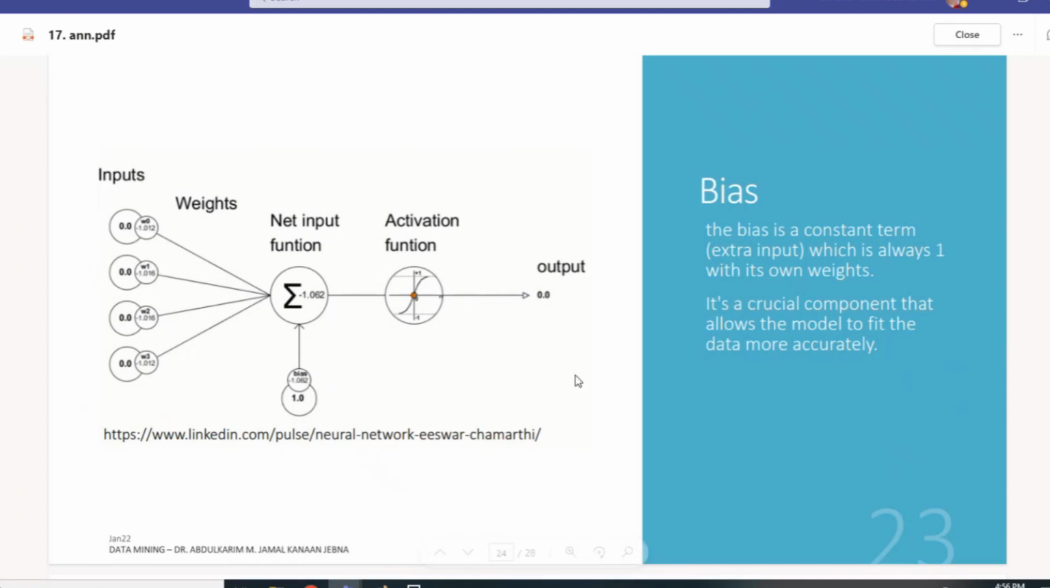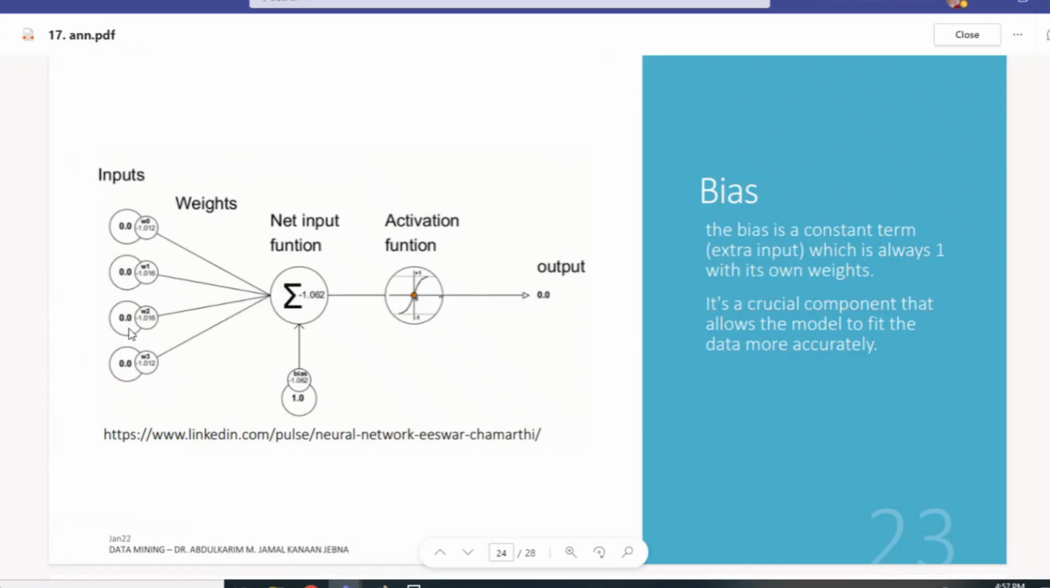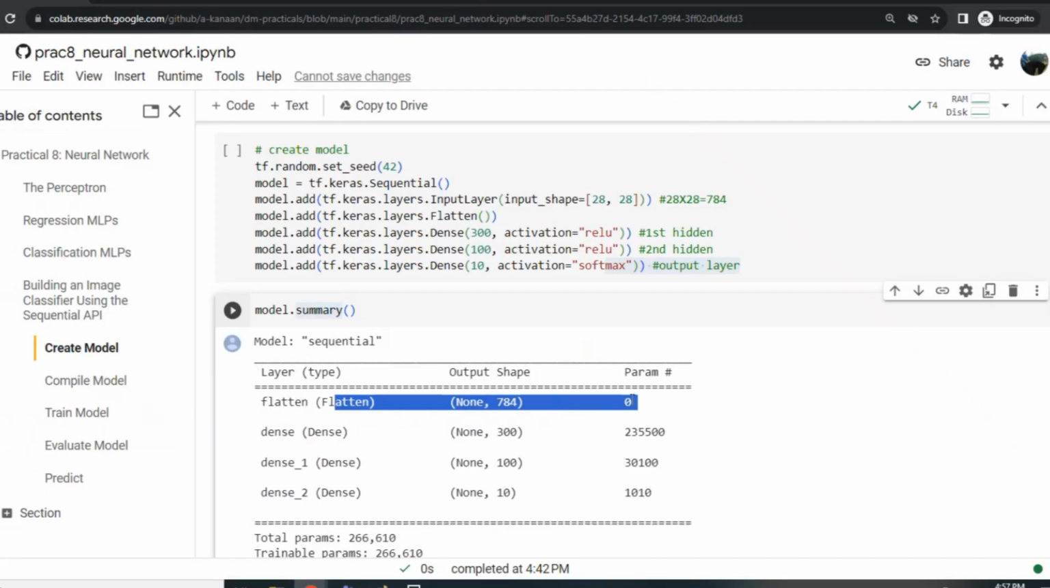So now back here, how many parameters do we have for the input layer? 0. Why 0? Because the input layer has no preceding layer, correct? So that means it has no weights. If this is one neuron, the weights come from the preceding layer. Now the input layer has no preceding layer, so there are no weights, no bias. This is why we got 0 here.